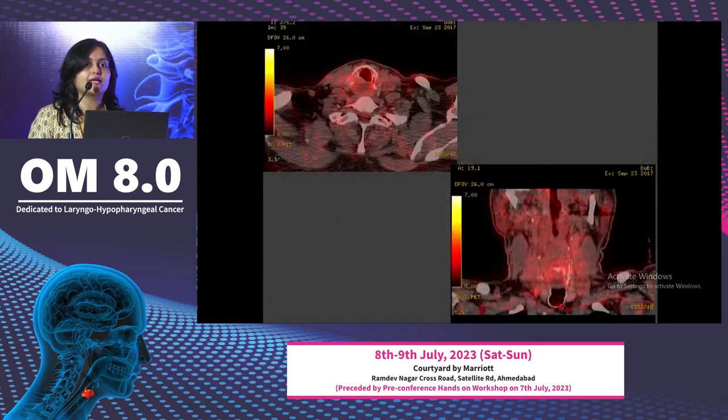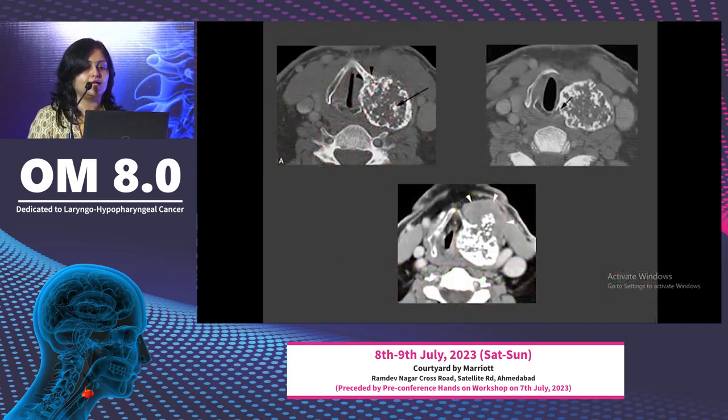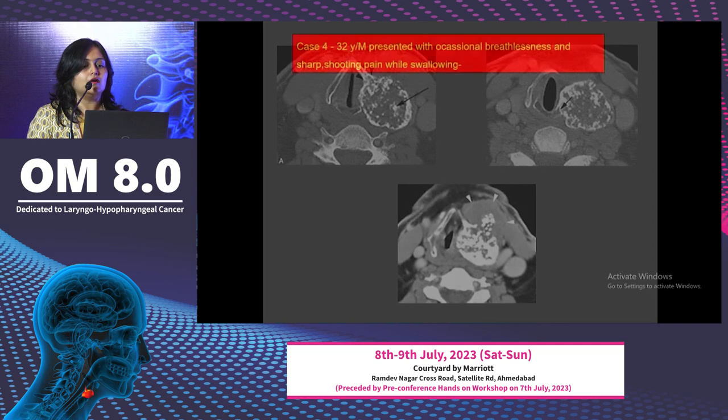And this is the PET-CT. The patient was subjected to PET-CT, and it was not FDG avid with neoplasm. And the final histopathology was low-grade chondrosarcoma, which affects the thyroid or cricoid cartilage. This was again a large lytic and sclerotic chondrosarcoma, which is involving the thyroid lamina.